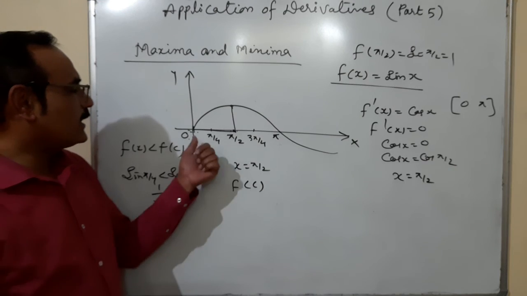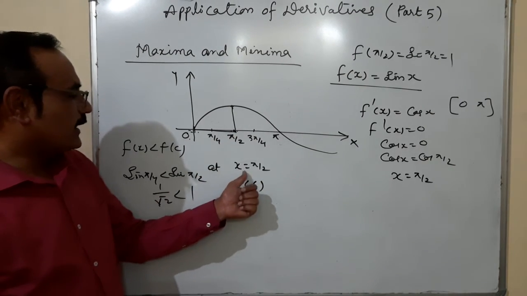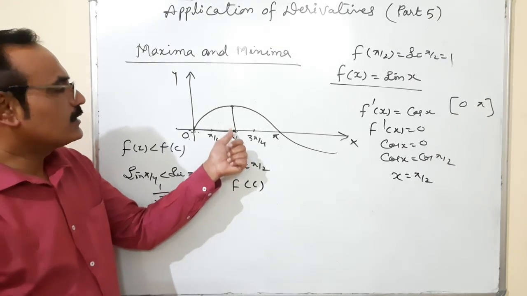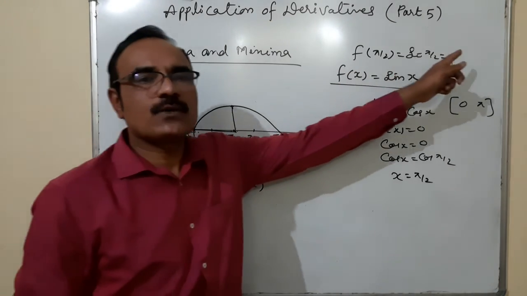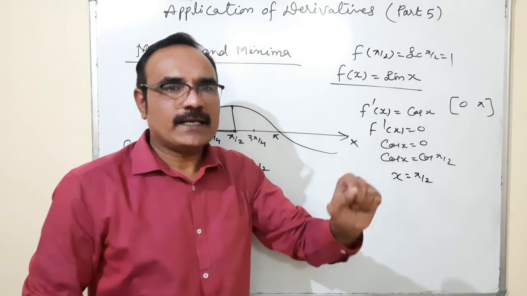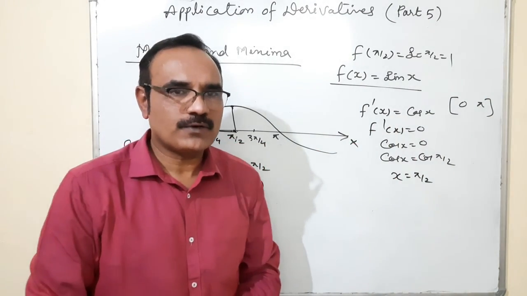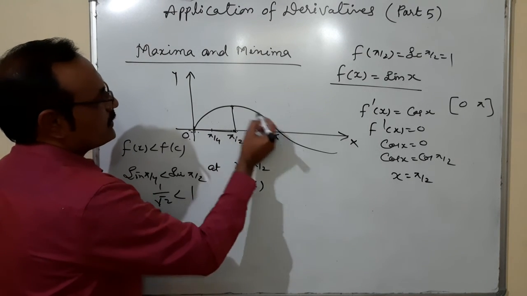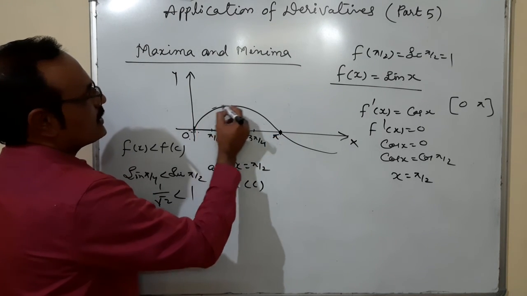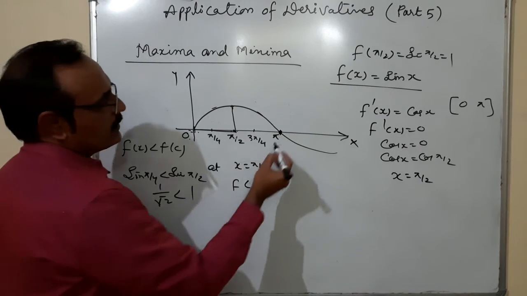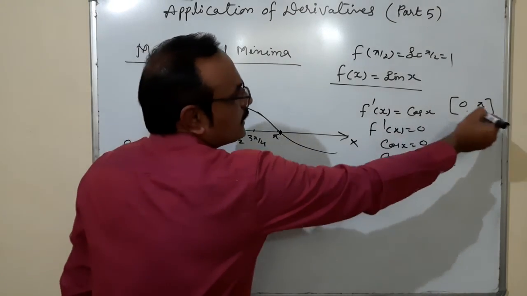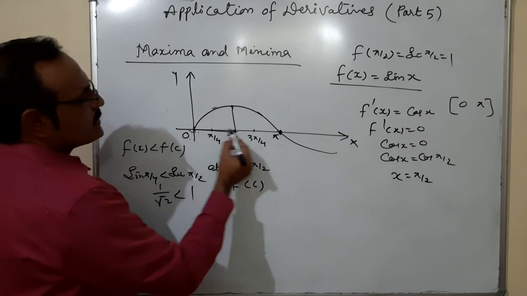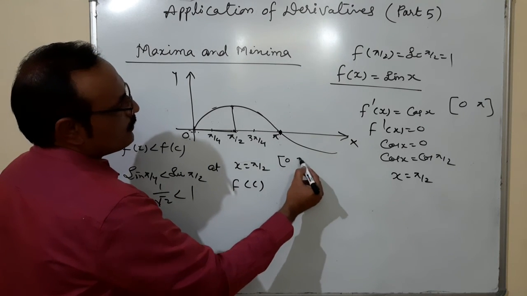So what we have to write here is, at x is equal to pi by 2, the maximum value of the function is 1. But this graph is not complete up to here. This is the sine function, it will go on continuously, infinite times. Here we have discussed the interval between 0 to pi.